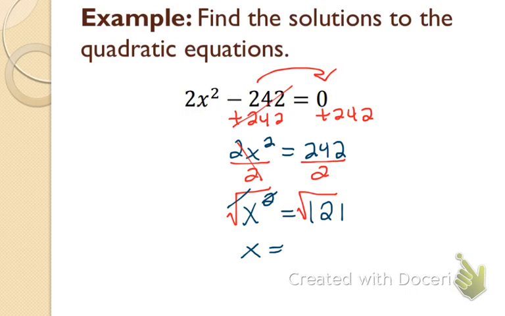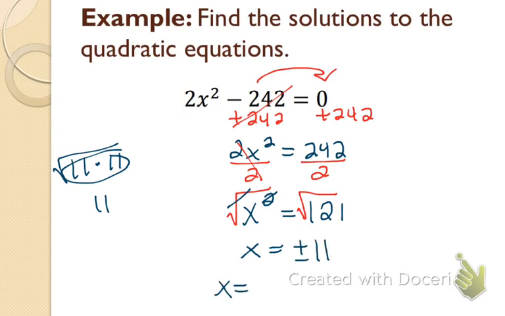Now 121 should come to your mind as a perfect square because 11 times 11 gives us 121. The square root of 11 times 11 is just 11, but it's plus or minus. So therefore the two solutions are positive 11 and negative 11.